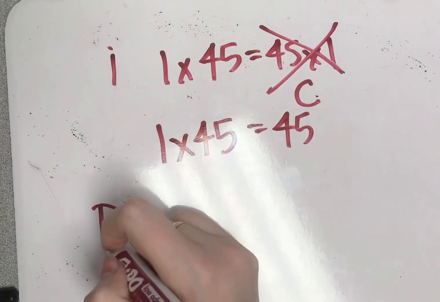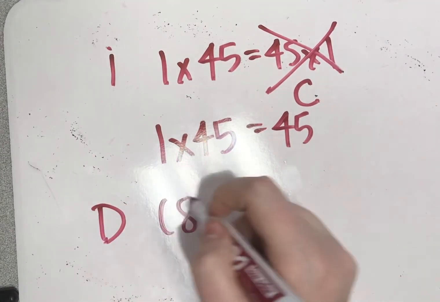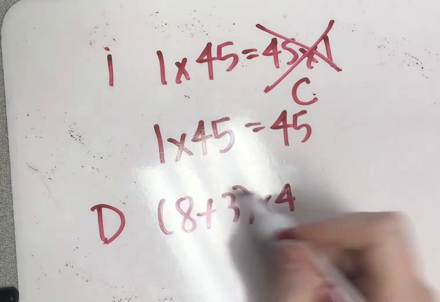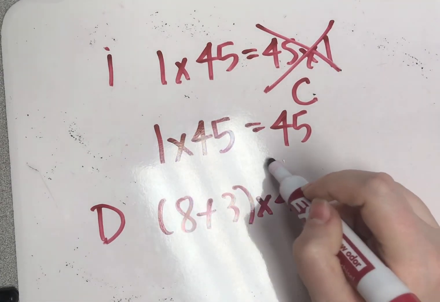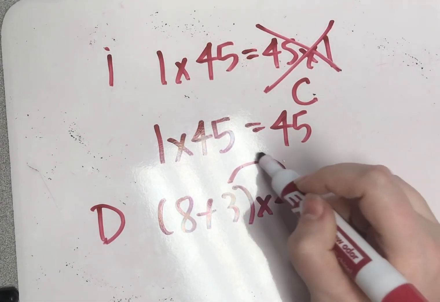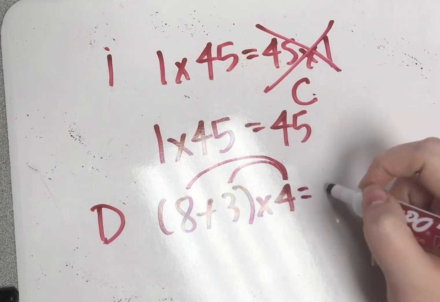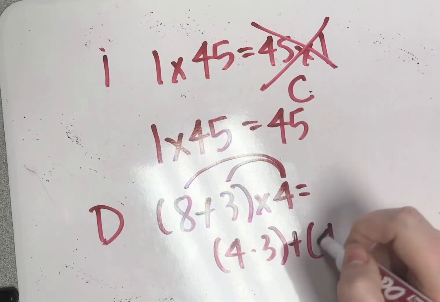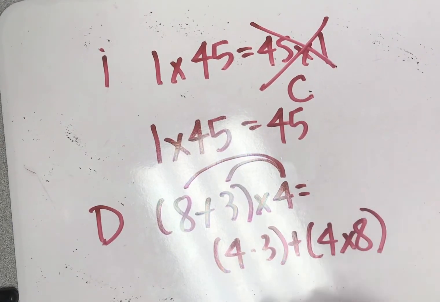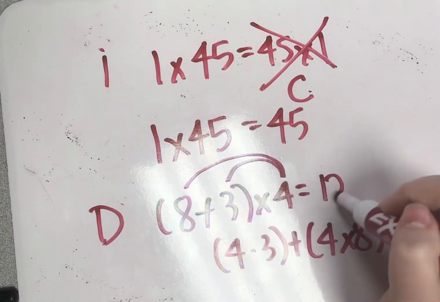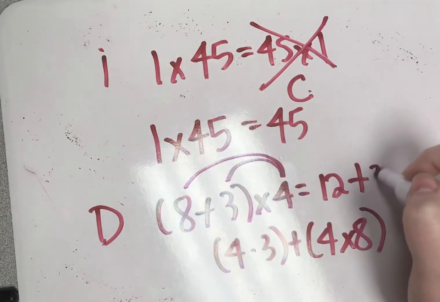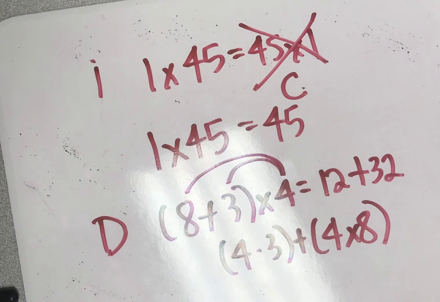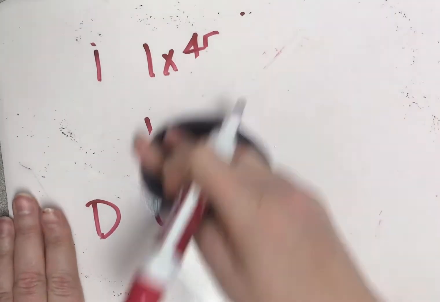And then the last one is the distributive property. We've got 8 plus 3 times 4. So we're distributing that 4 to both numbers on the inside. So 4 times 3 plus 4 times 8. Or you could write 12 plus 32. Either one is good. Okay, and then the last problem is our word problem.